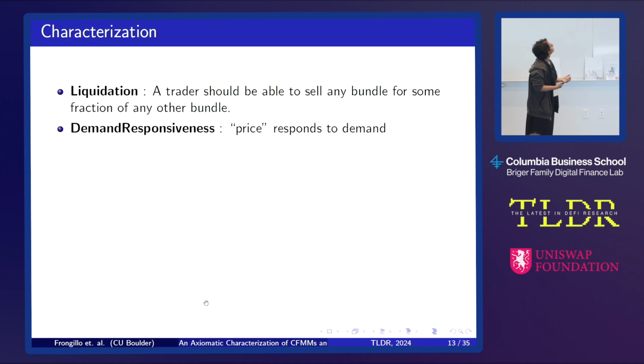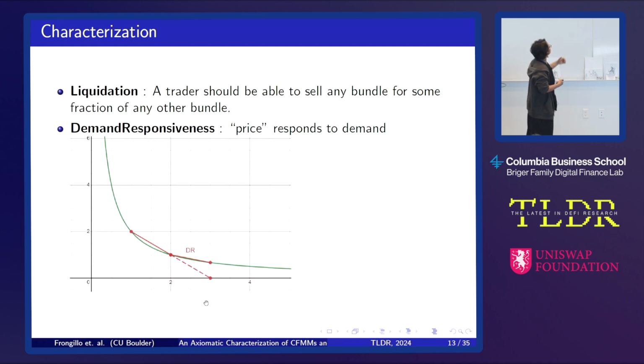The fourth one is demand responsiveness, which says that the price has to respond according to the demand. So if a trader requests a bundle R for some amount of asset 1, let's say, the next time the trader comes in and requests R, it should cost more in terms of the price the trader pays to the market maker.